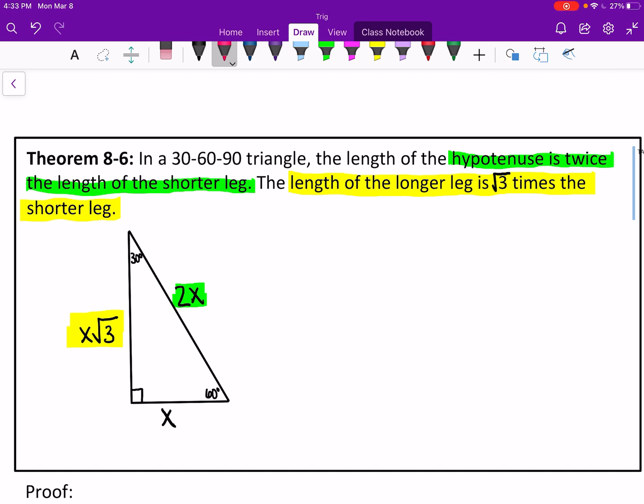Now our shorter leg is down here by x. This is our short leg. And I know that because it is across from the shortest or the smallest angle. So that means our long leg is across from the 60-degree angle. And again, our hypotenuse is always across from our right angle.